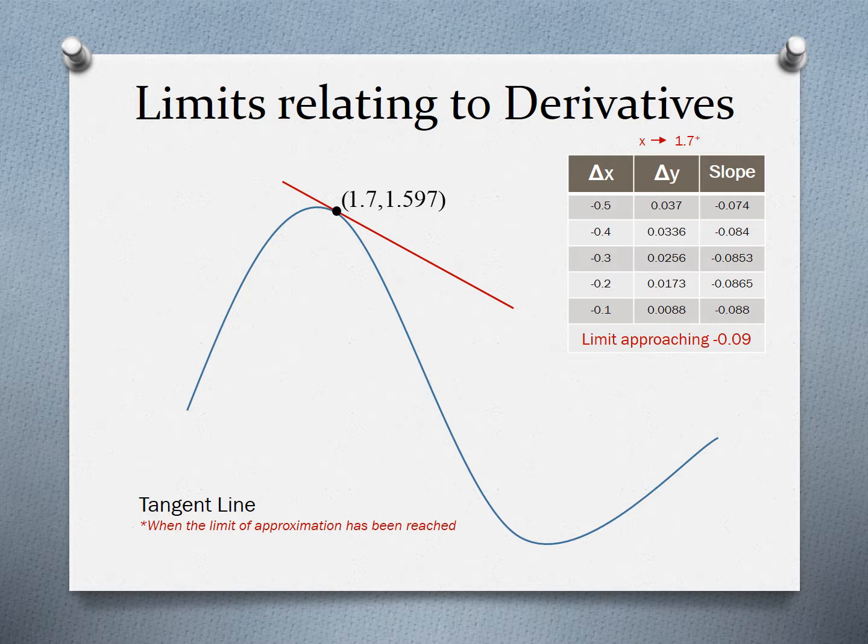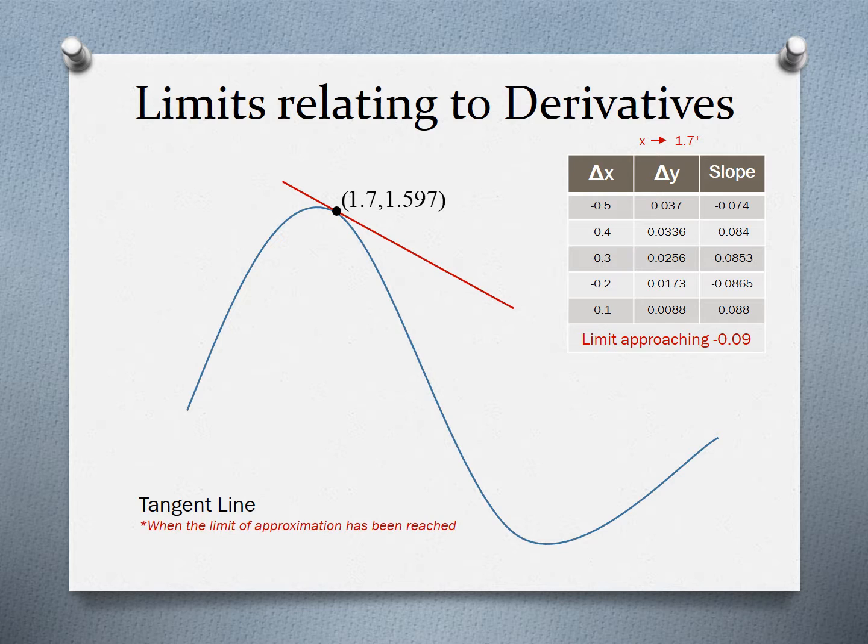This number is approaching 0.09, or the slope of this line is approaching 0.09. And notice how suddenly I no longer have a secant line. The instant I now have a tangent line, the slope of this tangent line is describing the limit of this function at this very point, 1.7, approaching from the right.